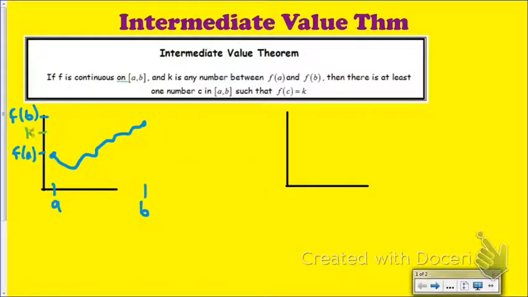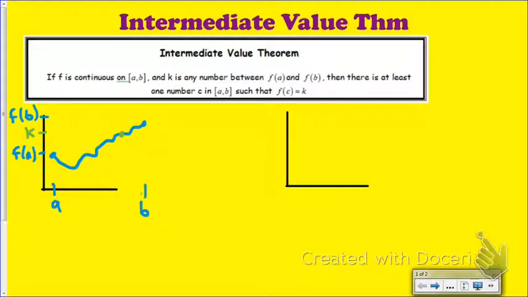We'll call it k. It says that there is at least one number c in that a to b range, which means there's some number c down here in between a and b where the y value of that c corresponds to k. So what that really means for us is that if I have some function that's continuous, and I pick any y value between the starting and ending y value, I have to cross every single y value in between. At some point I will cross it and there will be a corresponding x that goes with it. So for example, if I pick that k right there, there's going to be a k value over here.